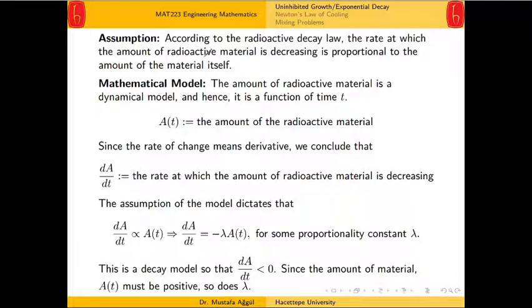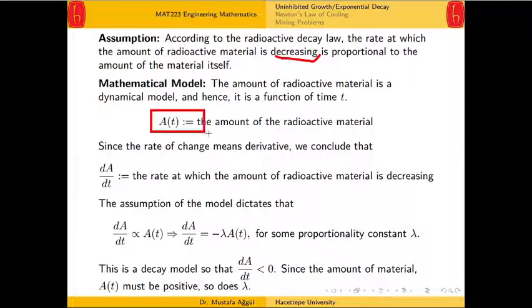The assumption is about radioactive decay now. According to the radioactive decay law, the rate at which the amount of radioactive material is decreasing this time is proportional to the amount of material itself. So basically, as you see, the amount is proportional to the rate of change. It's pretty much the same as the previous one, except with a sign.